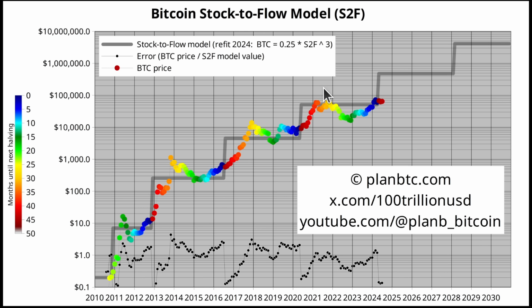And now forget everything you know about stock to flow. Just look at the chart and see what it tells you. On the x-axis, there's the date from 2010 to today, 2024. On the y-axis, there's the price of Bitcoin. And note it's on log scale.